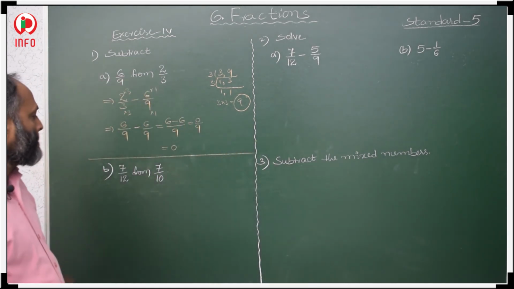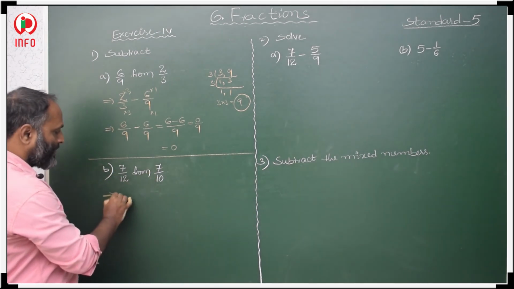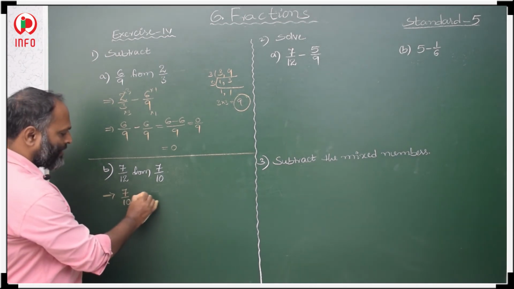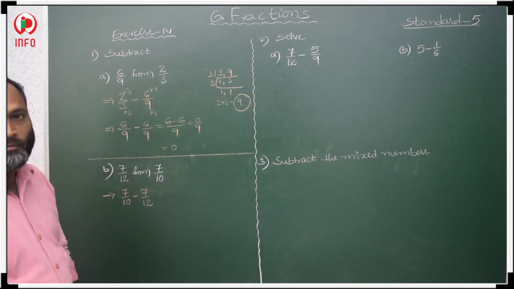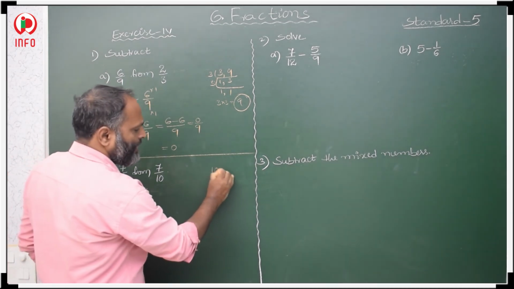Then 7 by 12 from 7 by 10 means first we have to take 7 by 10. From means from number we have to take first. Minus 7 by 12. Now we have to take LCM of the denominators, 10 and 12.